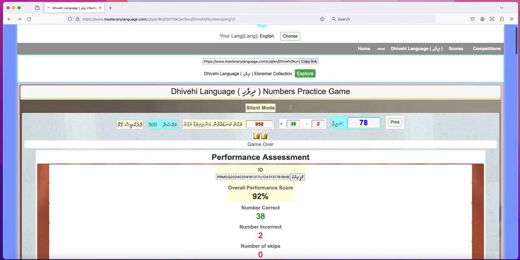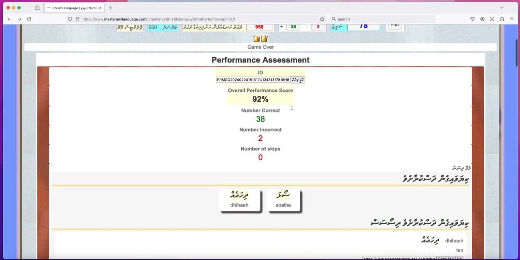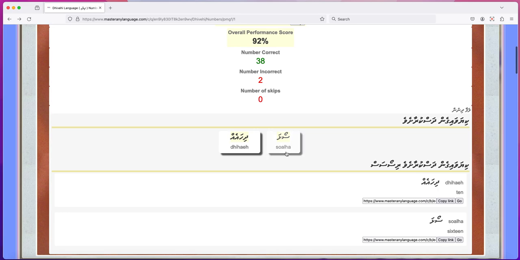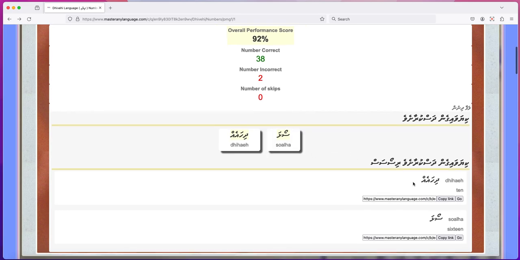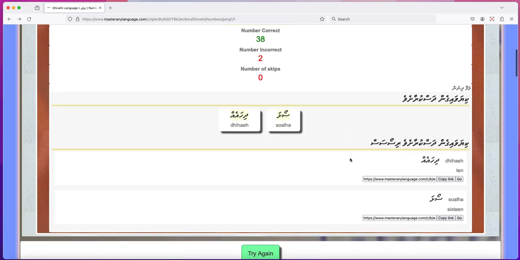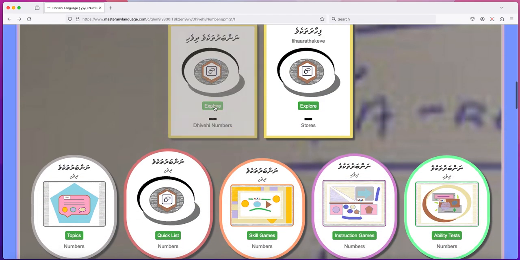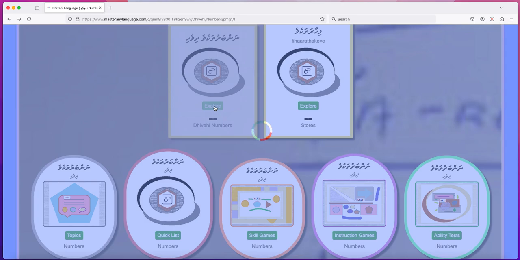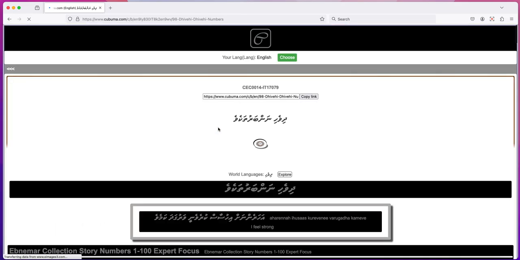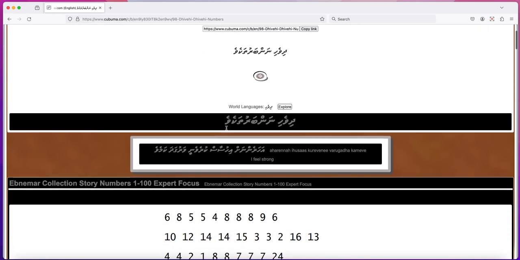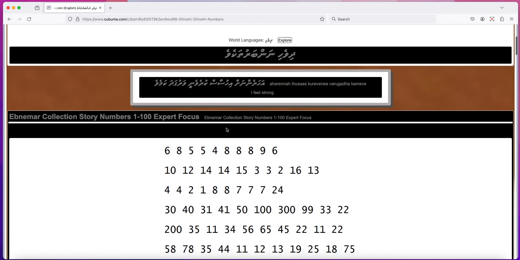And that was good. So we got through some. This shows us some extra ones we could practice. Alright. And then we would go back to our Kabuma Evnemar link. And then we see the numbers there and see how much we really know.